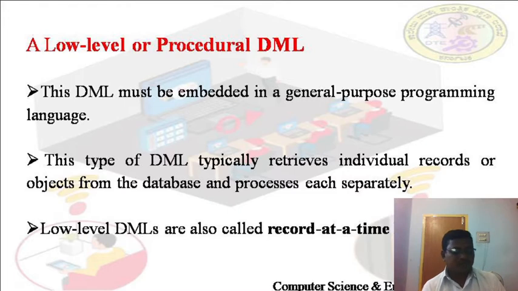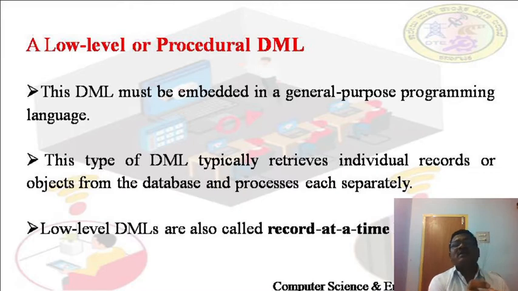That means here we are not getting all the records at a time. Instead, we are fetching one record and processing it, and next once again we are fetching another record, then we are processing it separately. That is why we are calling this language record at a time DML. That means since we are fetching one record at a time, we are calling it record at a time, not entire records at a time.